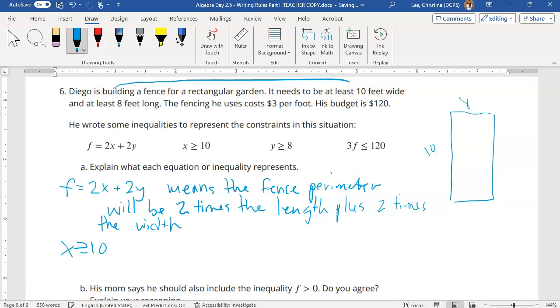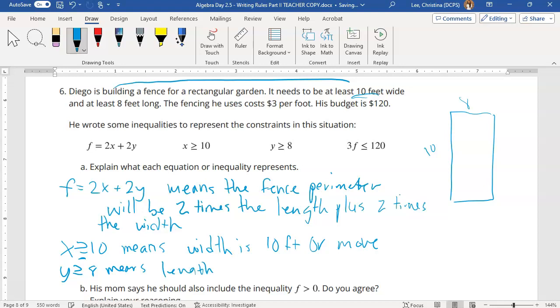X is greater than or equal to 10 means it says at least 10 feet wide. Width is 10 feet or more because we have a greater than or equal to sign. And then y is greater than or equal to 8 means now the length is 8 feet or more.